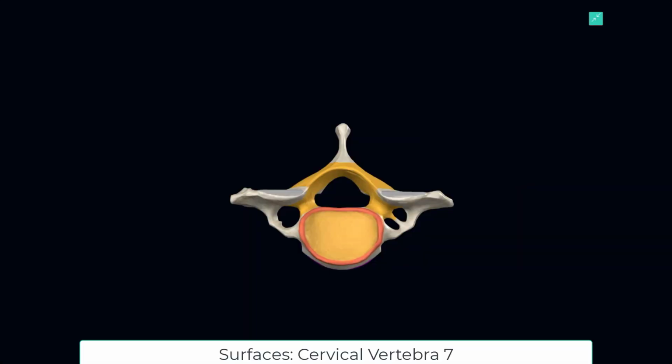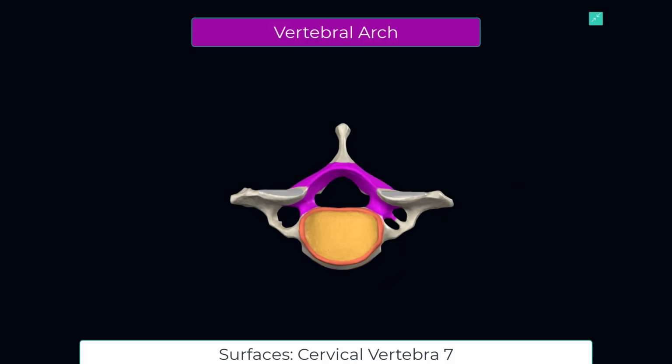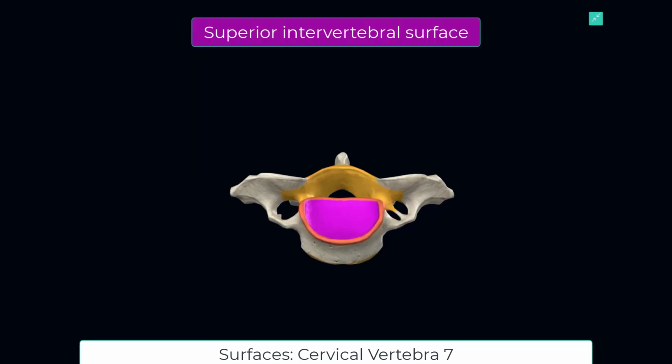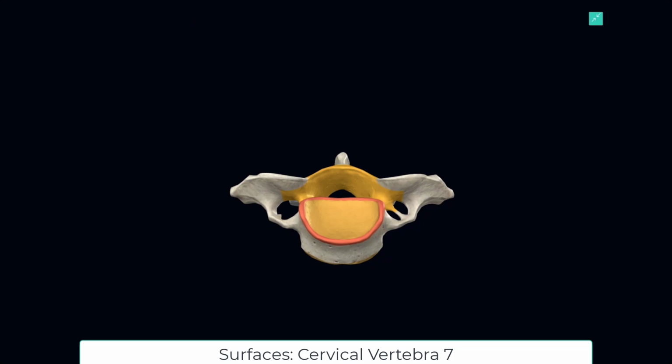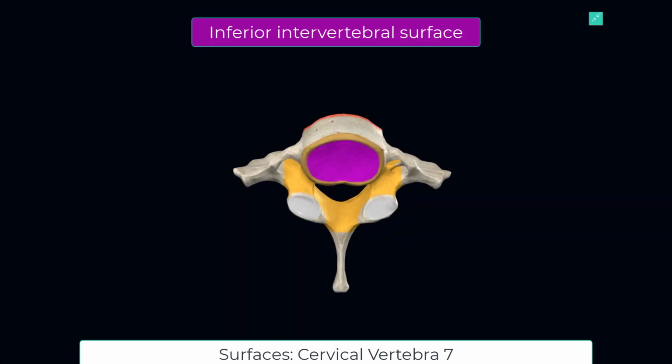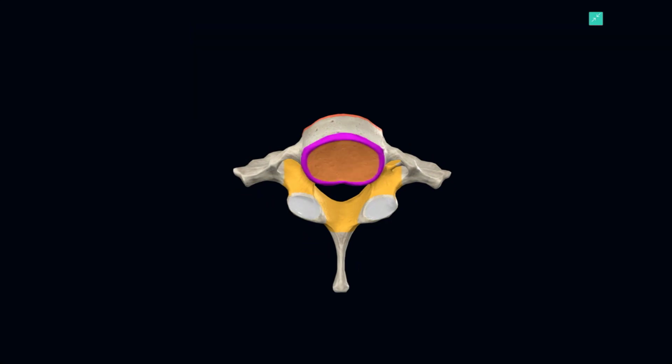In terms of these surfaces, we are having the vertebral arch created by pedicle and laminae. We are also having here the superior intervertebral surface, superior annular epiphysis, as well as the inferior intervertebral surface and inferior annular epiphysis. So this is also a similarity.